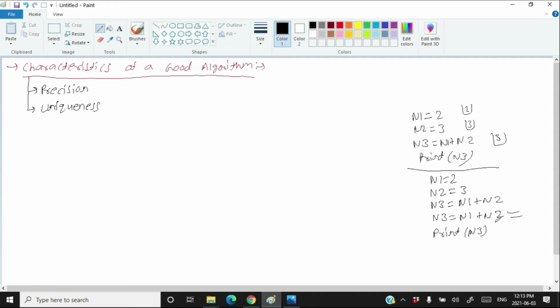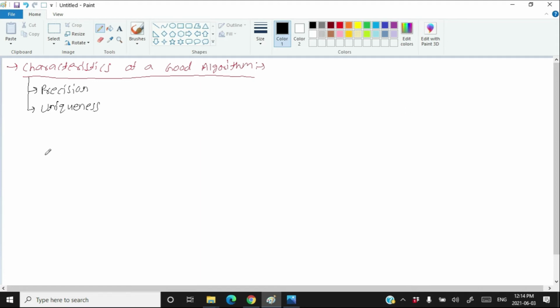But this step, the fourth step here, does not add any value to the algorithm because we have already calculated n3 is equal to n1 plus n2. We are doing it twice. So this step is actually not adding any unique value to this algorithm. That's how this algorithm is not a good algorithm. But this one is a good algorithm to add two numbers. So hopefully you are getting my points. Uniqueness means every step should uniquely contribute to the algorithm.